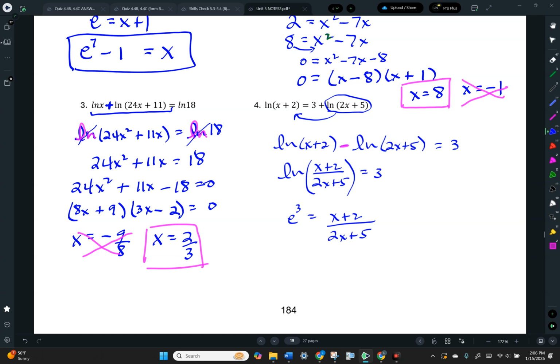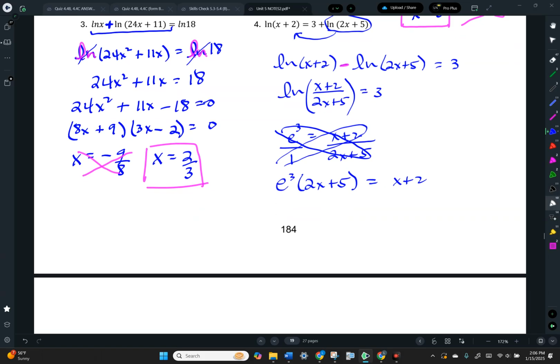Okay, so when that happens, here's what we need to do. Let's start by getting rid of the 2x plus 5 from the denominator. You might think of it as multiplying by 2x plus 5. If it's easier, you might think of this as being over 1 and then doing cross multiplying. So basically, I'm going to have e to the third times 2x plus 5 equals 1 times x plus 2, right? I'm thinking of it as cross multiplying, okay? Not crossing out, but cross multiplying.